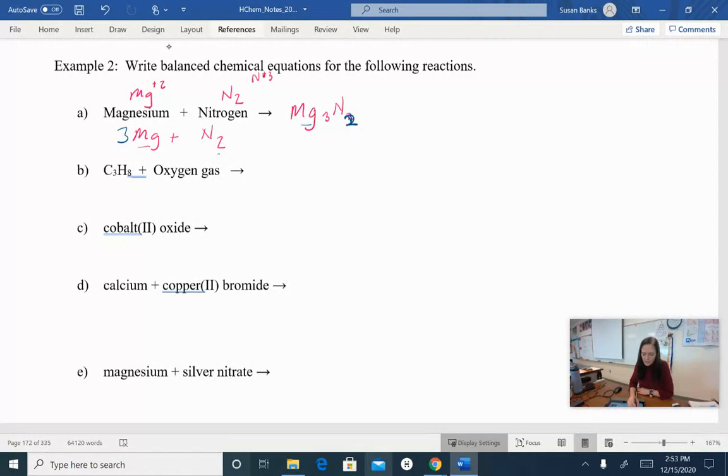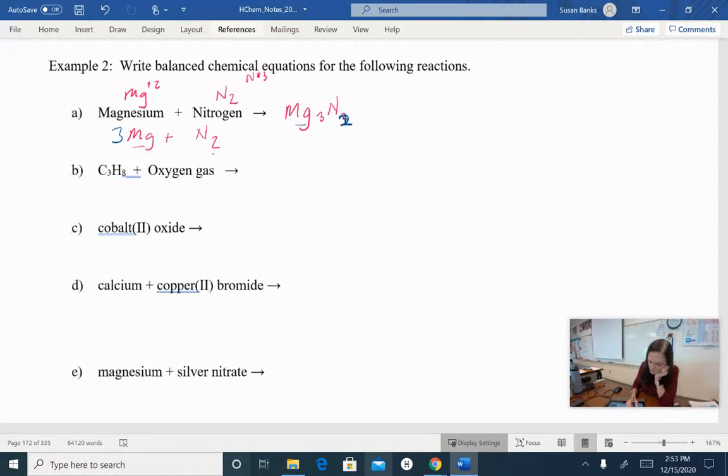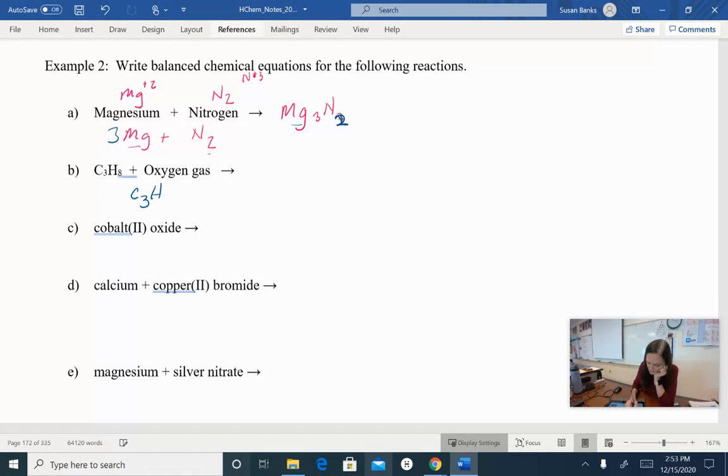Okay, so we have C3H8, which is otherwise known as propane. So this is what you're burning when you have your propane grill, and we've got oxygen. So C3H8 plus oxygen gas, O2. Remember, oxygen is diatomic. Okay, so I have something made of just hydrogen and carbon, and I've got oxygen here. So what kind of reaction do we have? We have a combustion. So this is going to be CO2 and H2O.